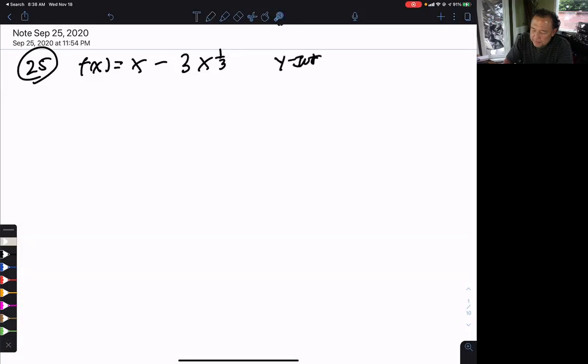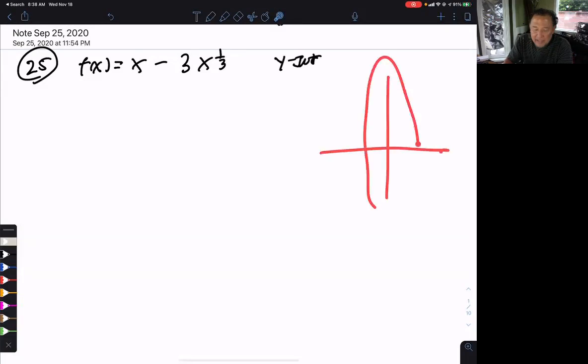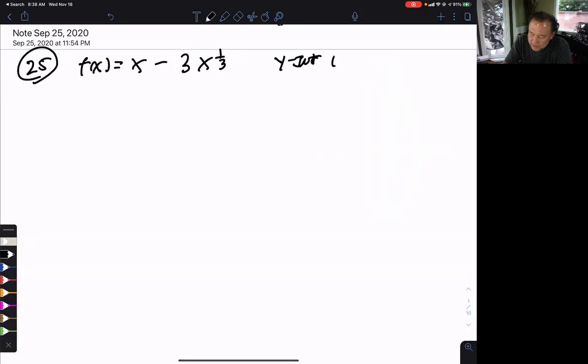So the y-intercept is where it crosses this line. But on this line, you'll notice x is 0. So to find the y-intercept, you just set x equal to 0. F of 0 is 0 minus 3 times 0 to the 1/3, which is 0. So we know it crosses at (0, 0). So I'm going to plot that point for us.